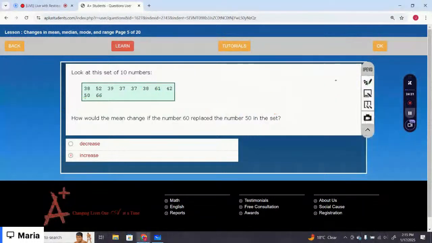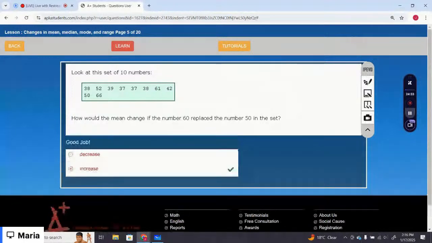That is increased. Option number 2 is the correct option.